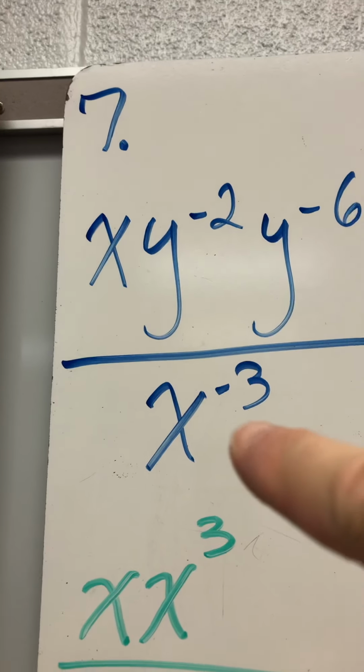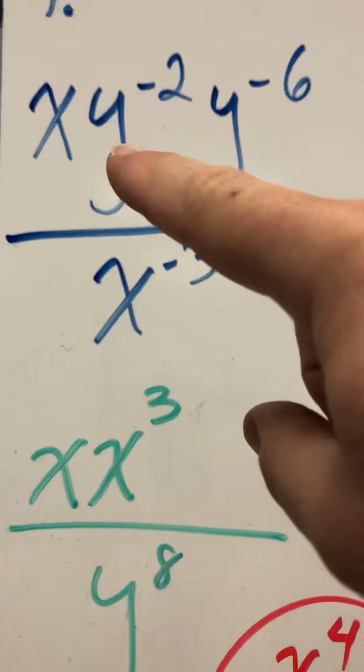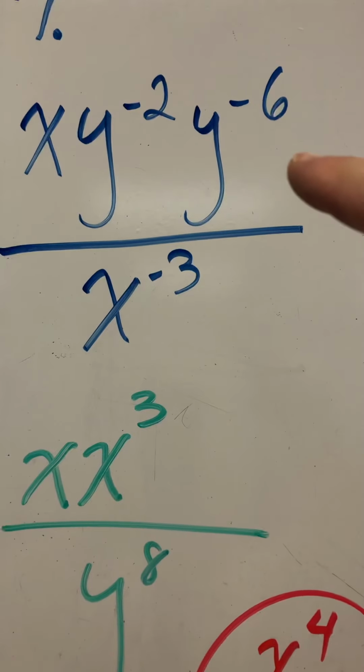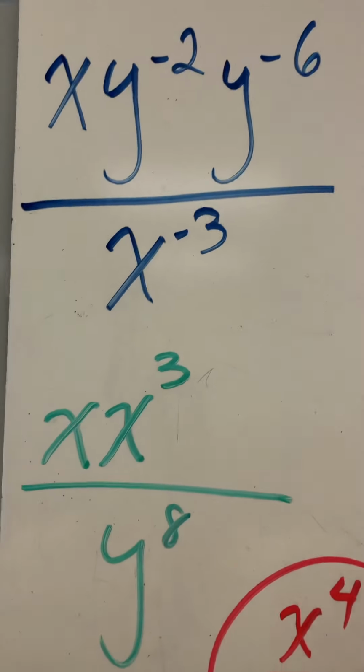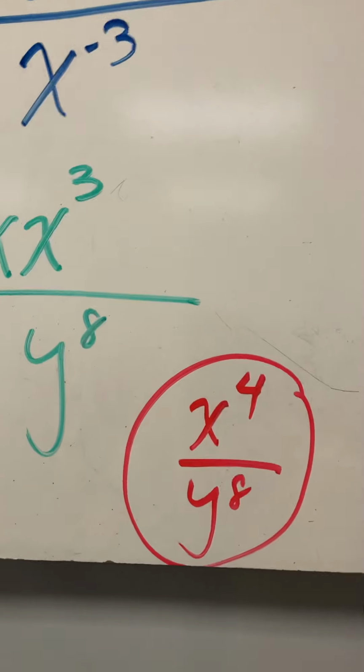I'm going to move this x to the negative third to the top to make x to the third, y to the negative second, y to the negative 6. Move it to the bottom, makes y to the 8th. Gives me x to the 4th over y to the 8th.